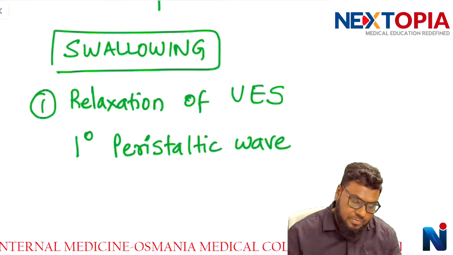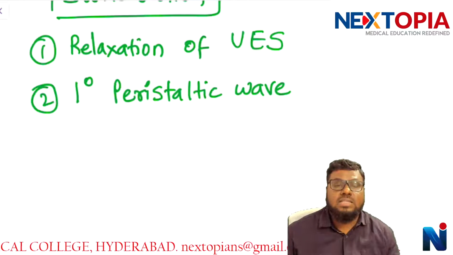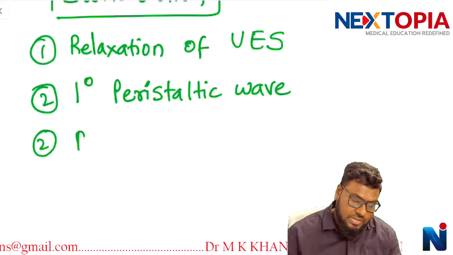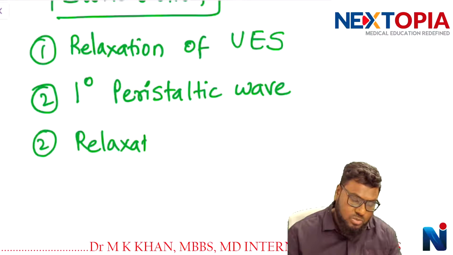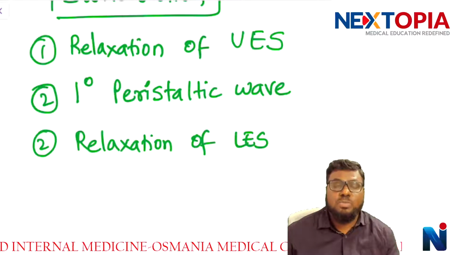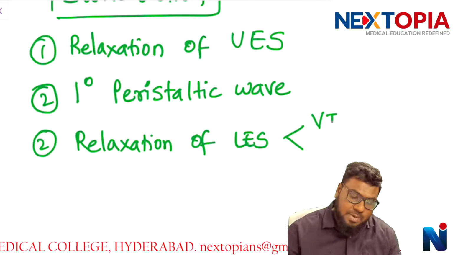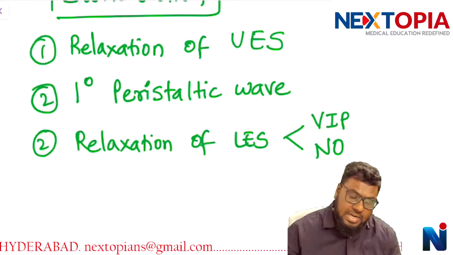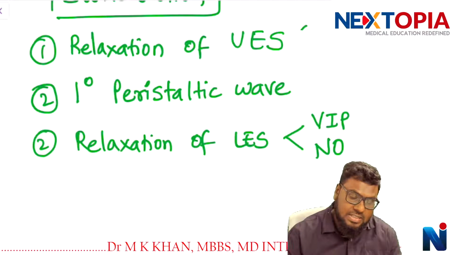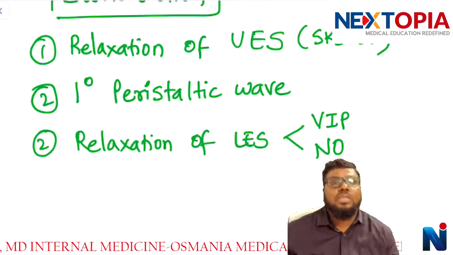So this is the first step, and this is the second step: beginning of the primary peristaltic wave. Peristalsis, or peristaltic wave, results in relaxation of the lower esophageal sphincter. The lower esophageal sphincter is made up of smooth muscle. For smooth muscle, we need vasoactive intestinal peptides to act, or nitric oxide mediated relaxation. So the lower esophageal sphincter is smooth muscle, and the upper esophageal sphincter is skeletal muscle. Alright.